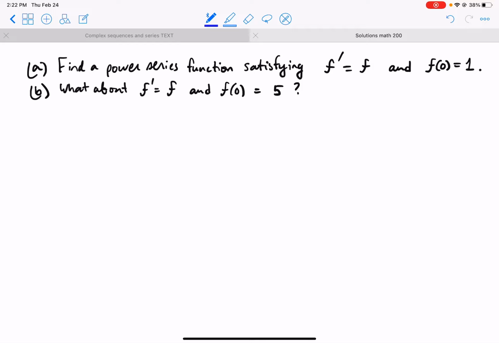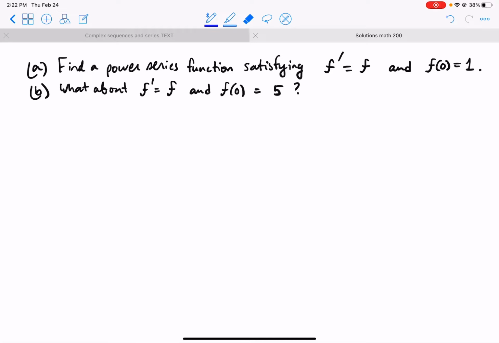Okay, hi everyone. So find a power series function satisfying that the derivative is again the same function. And if I plug in 0, I get 1. Okay, so the idea is to guess the form of the solution.